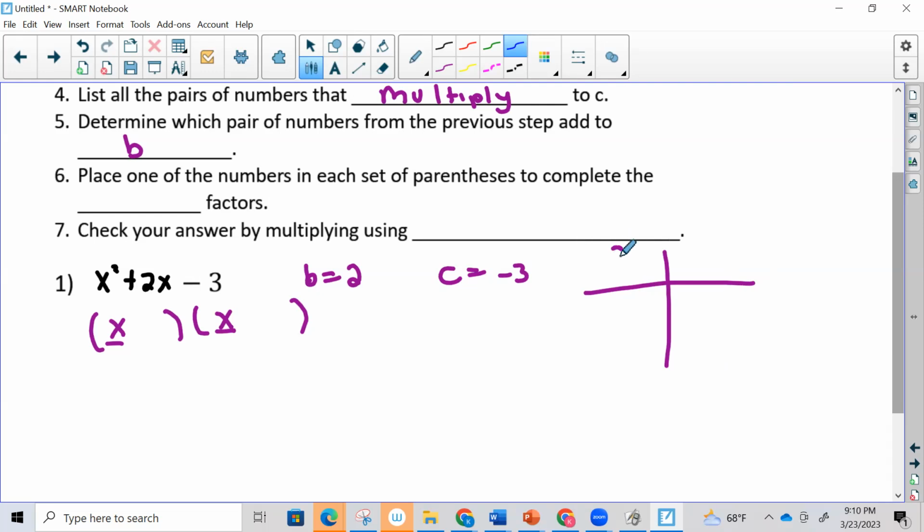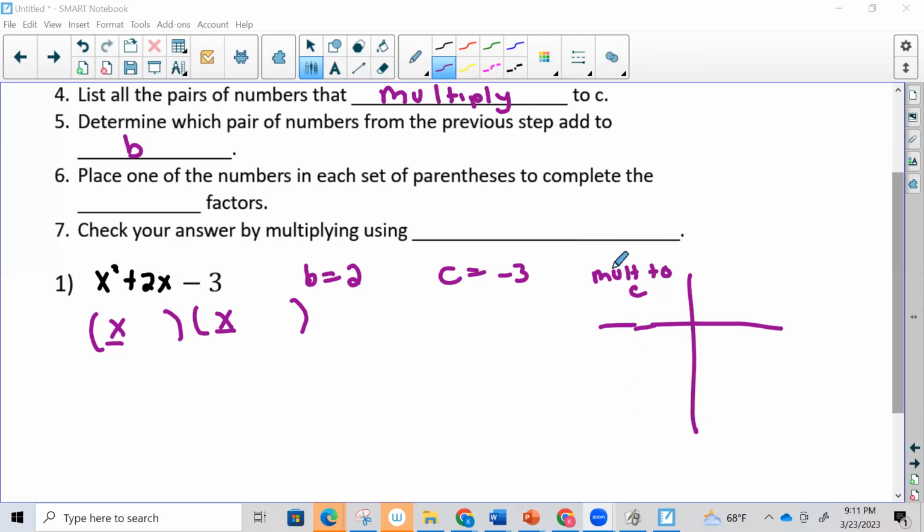We put c first. So we put -3. And we need to write the factors, or what multiplies to -3. In this first column, we put what multiplies to c, and c in this case is -3. So I'm trying to find what multiplies to -3, and I'm going to write all those factors like we talked about in 4.1. There are two options: -3 times 1, or I could switch my signs and make it +3 times -1. So those are my two options.